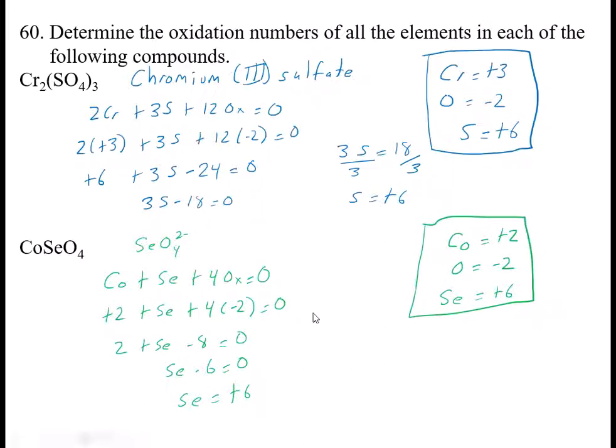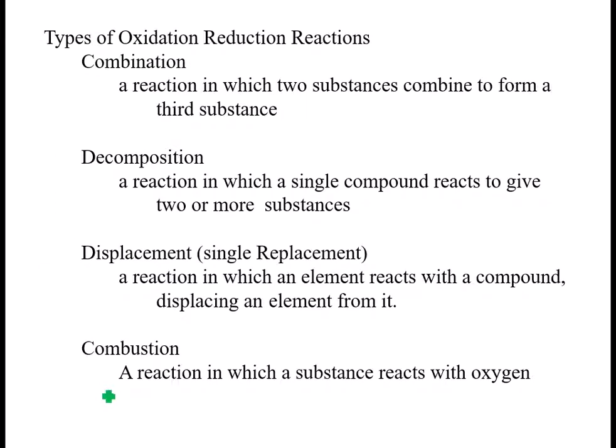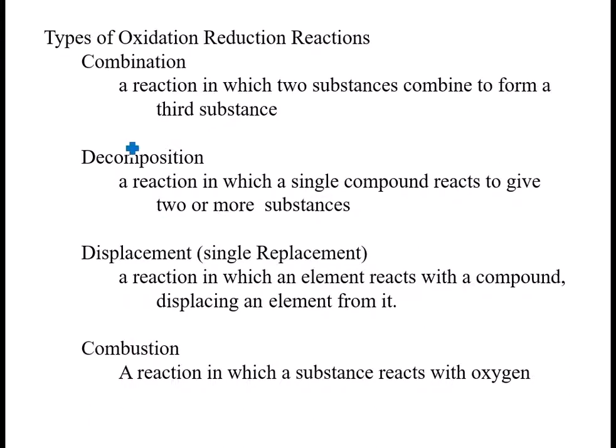All right, and so that's how you do the oxidation numbers. That's 3 different examples and 8 of those questions within those examples. The last thing in this chapter is the types of oxidation reduction reactions. There are 3 types of reactions. A combination, a reaction in which 2 substances form a third substance.